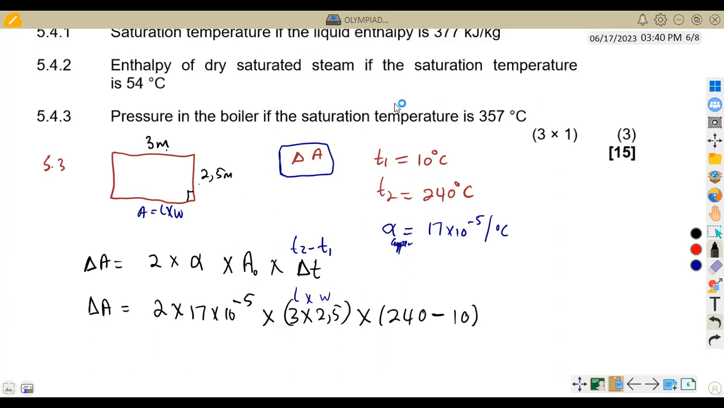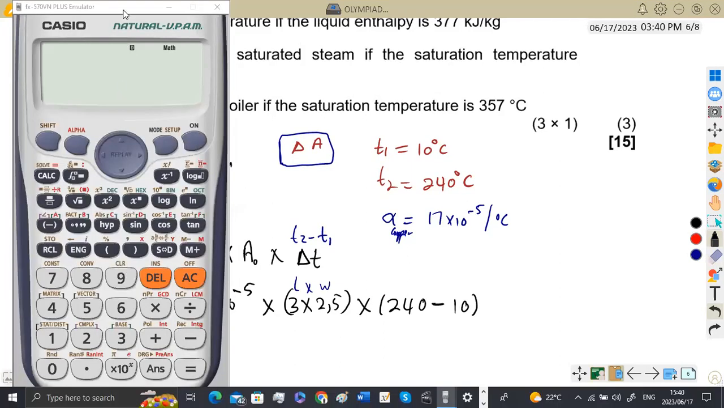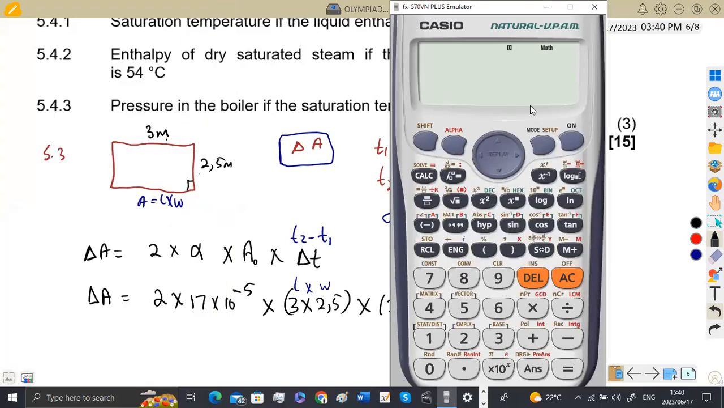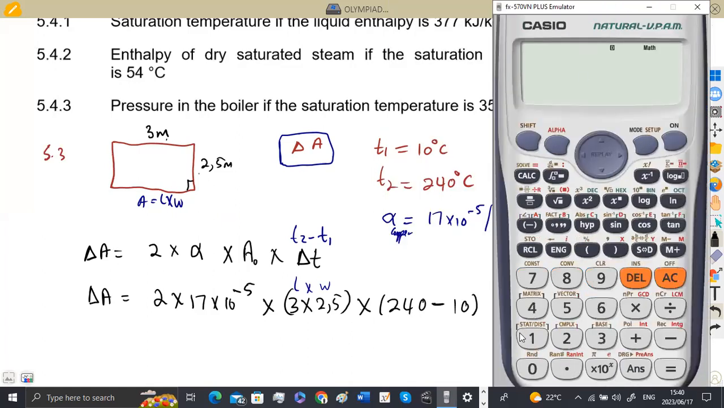So we can use our calculator to simplify everything. This is what I'm going to have on this side: 2,17 times 10 to the exponent of -5, times the original area, which is 3 times 2,5, multiplied by 240 minus, I'm going to open a bracket here, 240 minus 10, like this.